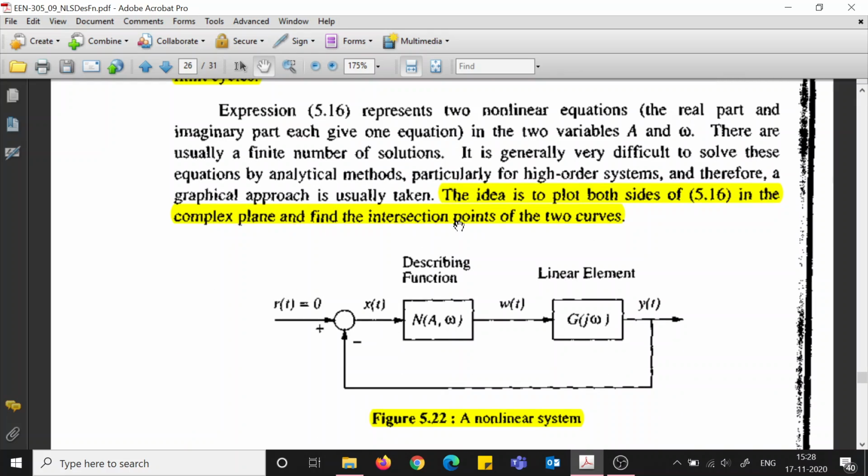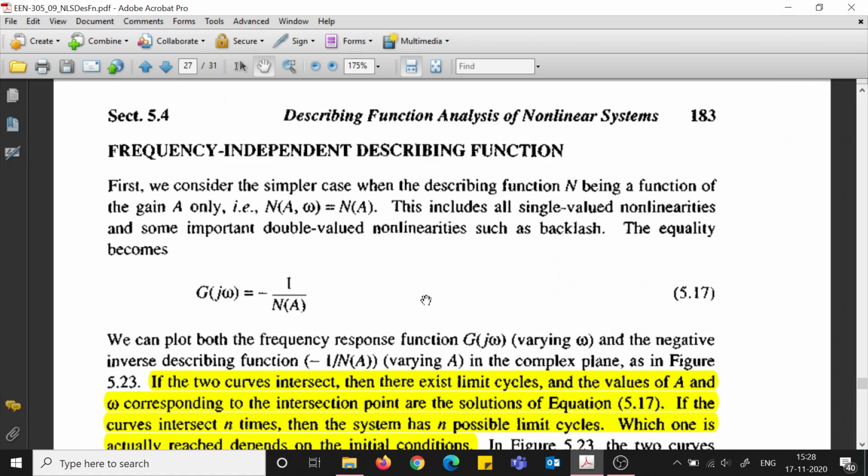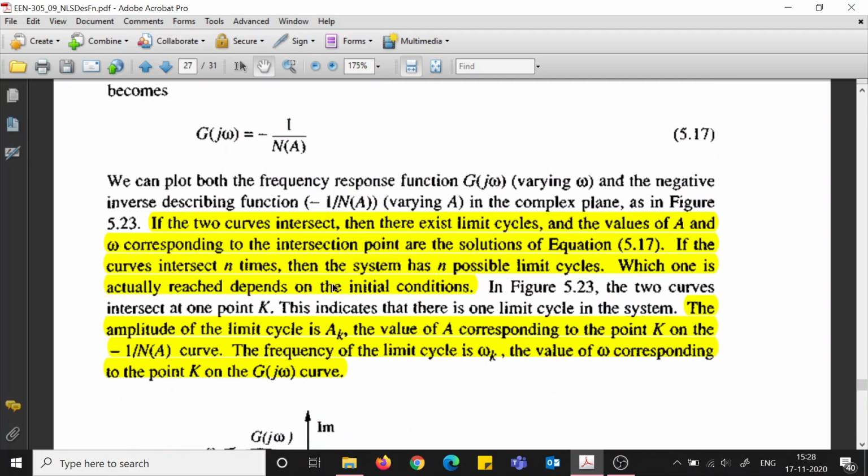So we have to actually find the intersection points. If we have intersection points, then there exist limit cycles, and the values of a and omega correspond to the intersection point of the solutions. So at that intersection point we have to find out what the a and omega are. Those are the values of the excitation a and omega for which we will have the limit cycle.